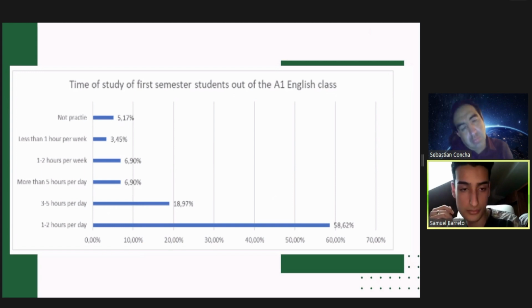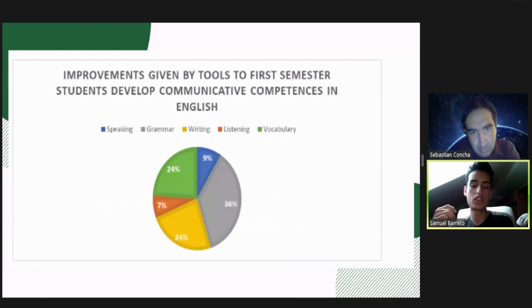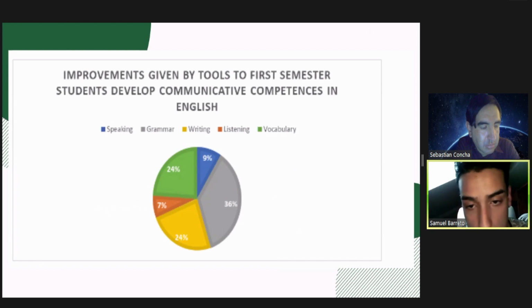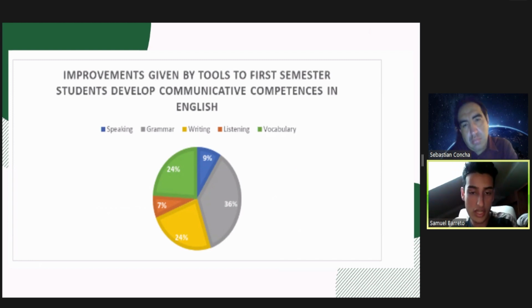And the next one. So here we have that the tools that first semester students use are useful, but just for some communicative competences. Grammar, writing, and vocabulary are the competences that are being helped by the tools used by first semester students. Here we have another problem, because they improve in grammar, writing, and vocabulary, yes, but what about listening and speaking? They lack sources to improve especially those communicative competences. The next one.